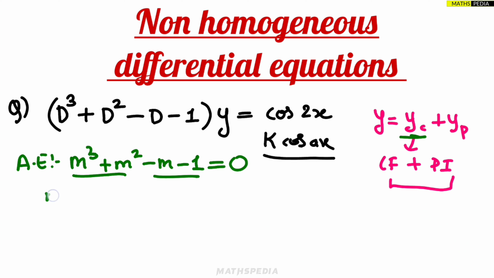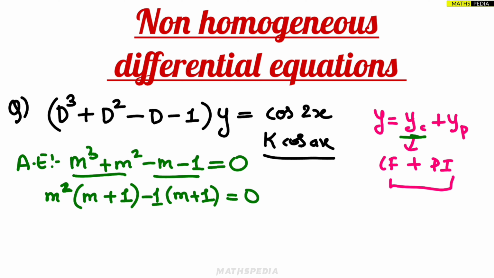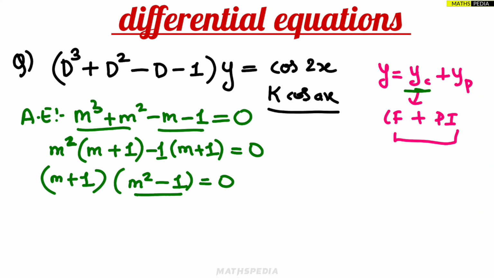If from this you take m square common, m plus 1 is remaining. Here also I can take m plus 1 common. Outside it should be minus 1. So m plus 1 common, m square minus 1 remaining. a square minus b square is nothing but a plus b into a minus b.